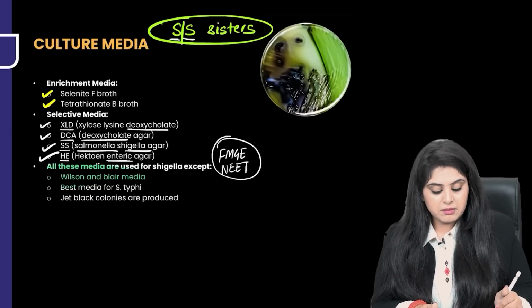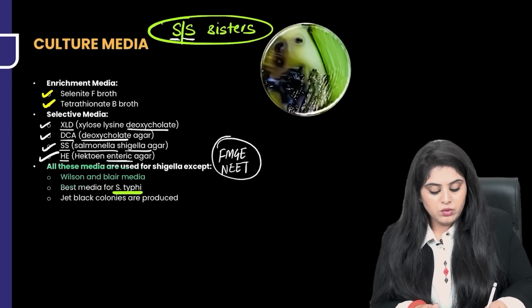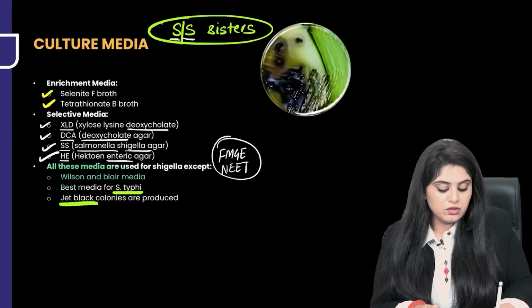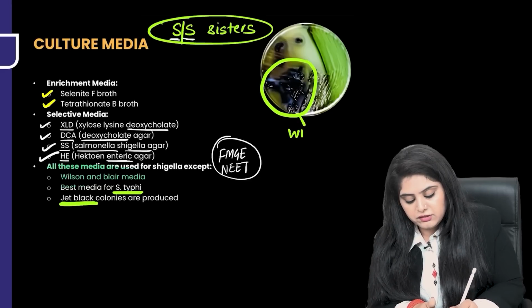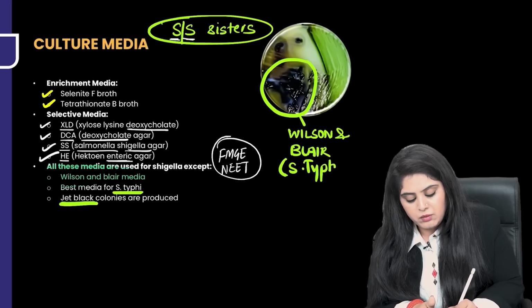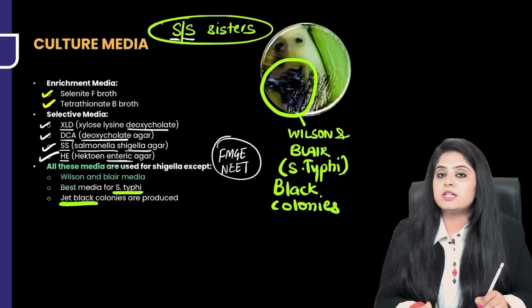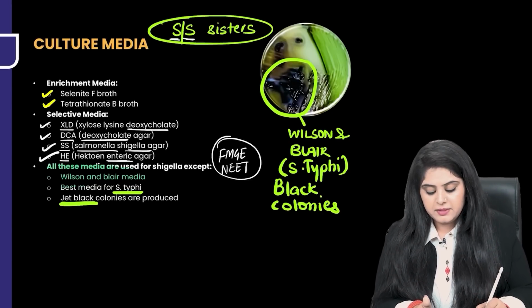So remember, Wilson and Blair is something that you will see only for typhi, and typhi is going to get jet black colonies like you see over here. So please note, Wilson and Blair medium is going to be for Salmonella typhi, and what you're going to get are black colonies. Very important. So who created a fight between the Salmonella Shigella sisters? It's the Wilson and Blair.